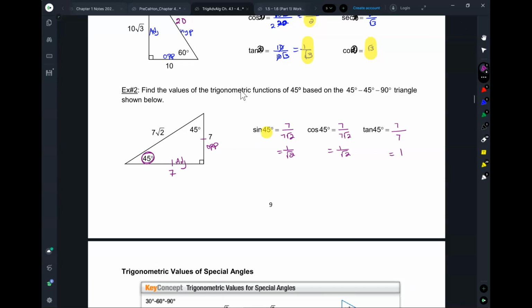Okay? So this is always what you're going to get for sine, cosine, tangent of 45 degrees.